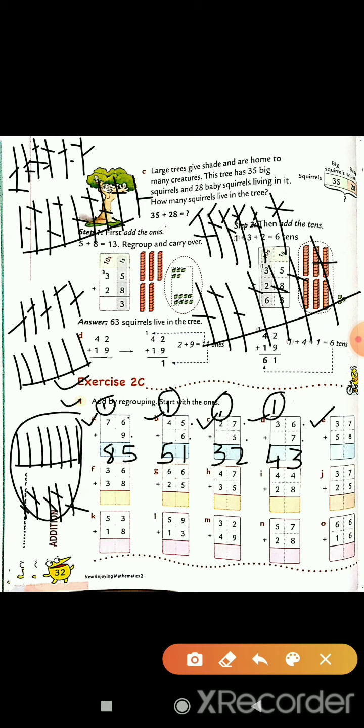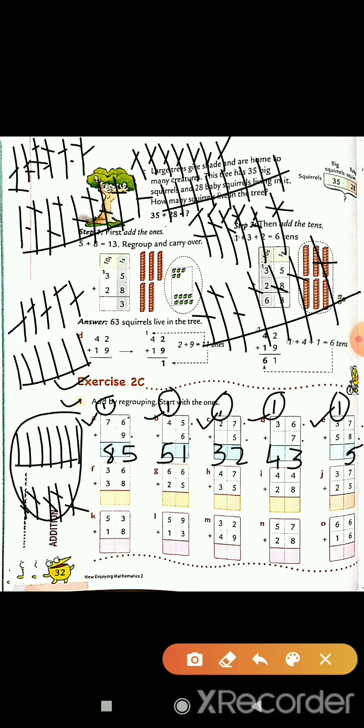At the place of ones, 7 and 8 are there. Add them. 1, 2, 3, 4, 5, 6, 7. 1, 2, 3, 4, 5, 6, 7, 8. 8 is the bigger number. So after 8, what comes? 9, 10, 11, 12, 13, 14, 15. So 5 at the place of ones and 1 will be carried to the tens column.